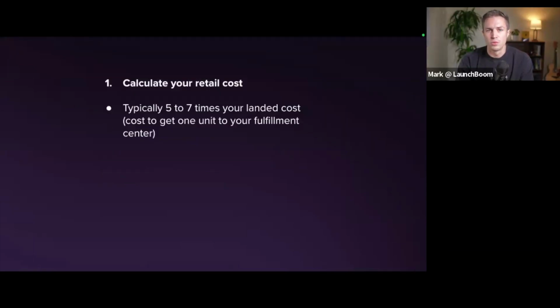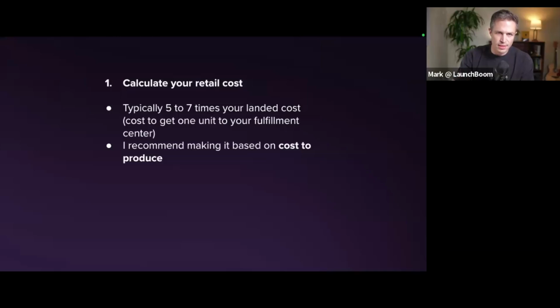All right, so let's start with the first one. Typically, and this is a little bit of an oversimplification, a lot of people think about how to get their retail price by looking at 5 to 7 times whatever your landed cost is. Landed cost is the cost to get one unit to your fulfillment center. The issue with thinking about it this way is that freight costs can fluctuate. So I actually recommend basing it on your cost to produce. I got this tip from Dusty, and that's because freight can fluctuate wildly.